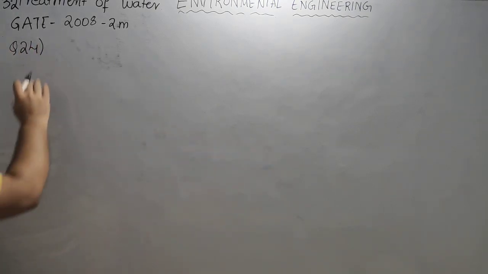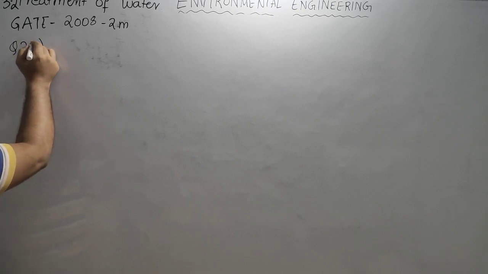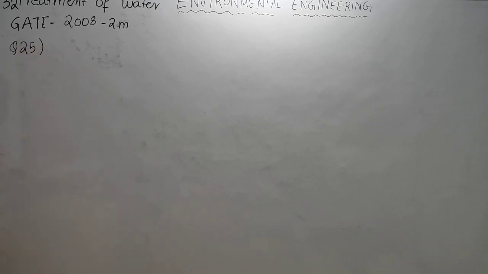GATE 2008, 2 marks, question number 25. Let us see the question. A water treatment plant is required to process 28,800 meter cube per day of raw water. The density is 1000 kg per meter cube, kinematic viscosity 10 to the power of minus 6 meter square per second. The rapid mixing tank imparts a velocity gradient of 900 second inverse to blend 35 mg per liter of alum with the flow for a detention time of 2 minutes. The power input in watt required.